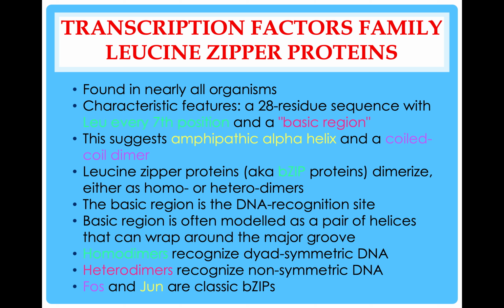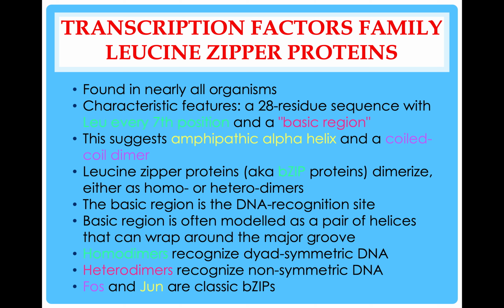Alright, and the last one, okay, is the leucine zipper protein. So it is also found in nearly all organisms, including prokaryotes, and the characteristic feature is a 28 residue sequence with leucine every 7th position and a basic region. Basic, not your basic, okay, but base region. So this suggests an amphipathic alpha helix and a coiled coil dimer.